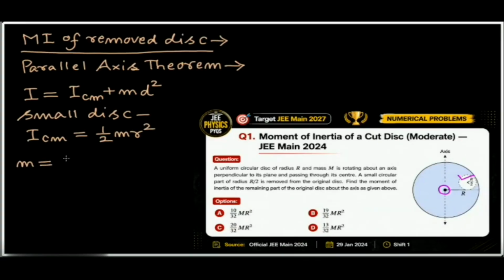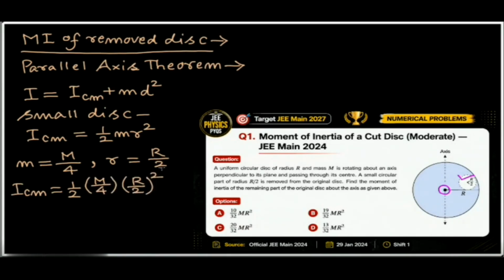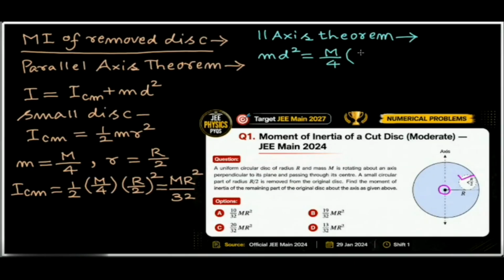Substitute small m is big M by 4, so small r is big R by 2. Therefore, ICM equals half into big M by 4 into big R by 2 square, which will be MR square upon 32. Hence, the parallel axis term MD square equals M by 4 into R by 2 square, MR square upon 16, which is 2MR square upon 32, written for convenience.